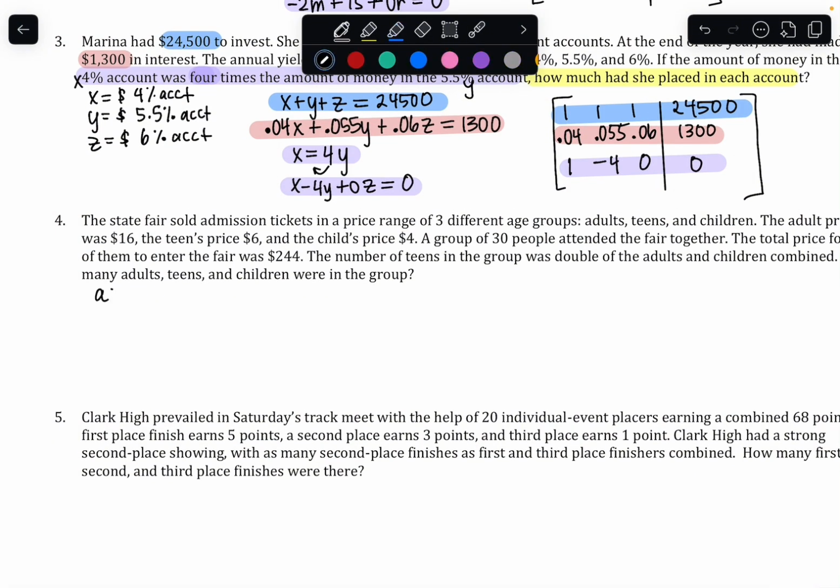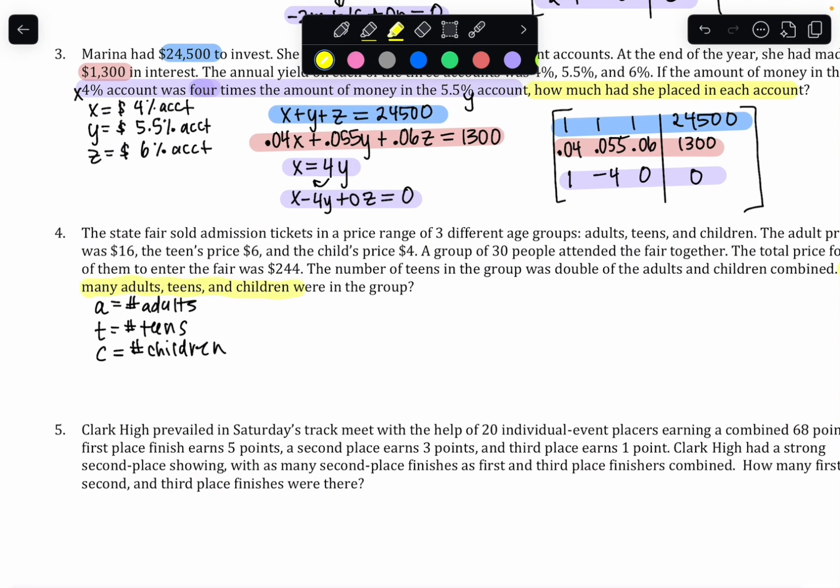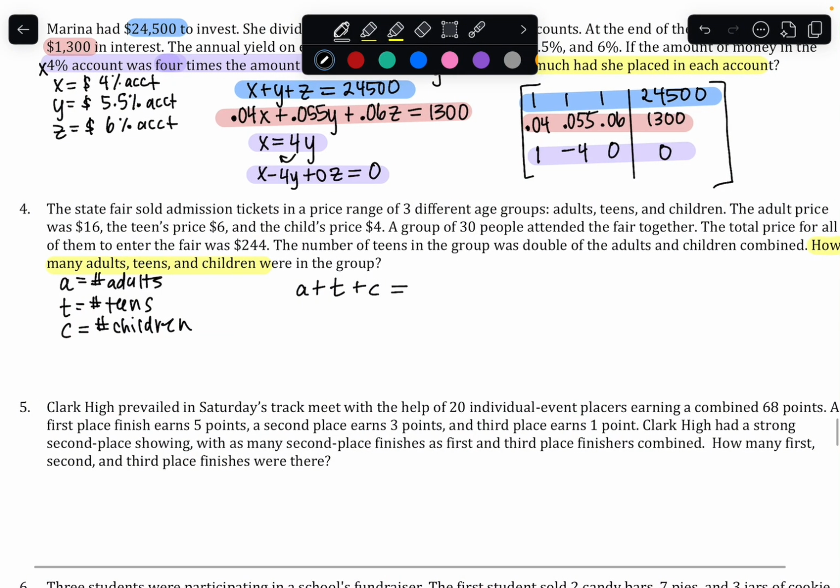Okay, so I'm going to use A for the number of adults, T for the number of teens, and C for the number of children. Okay, define your variable to be what you want to know. And the question was, how many adults, teens, and children? Okay, and so if I add up the adults plus the number of teens plus the number of children, I will get a total of 30 people.